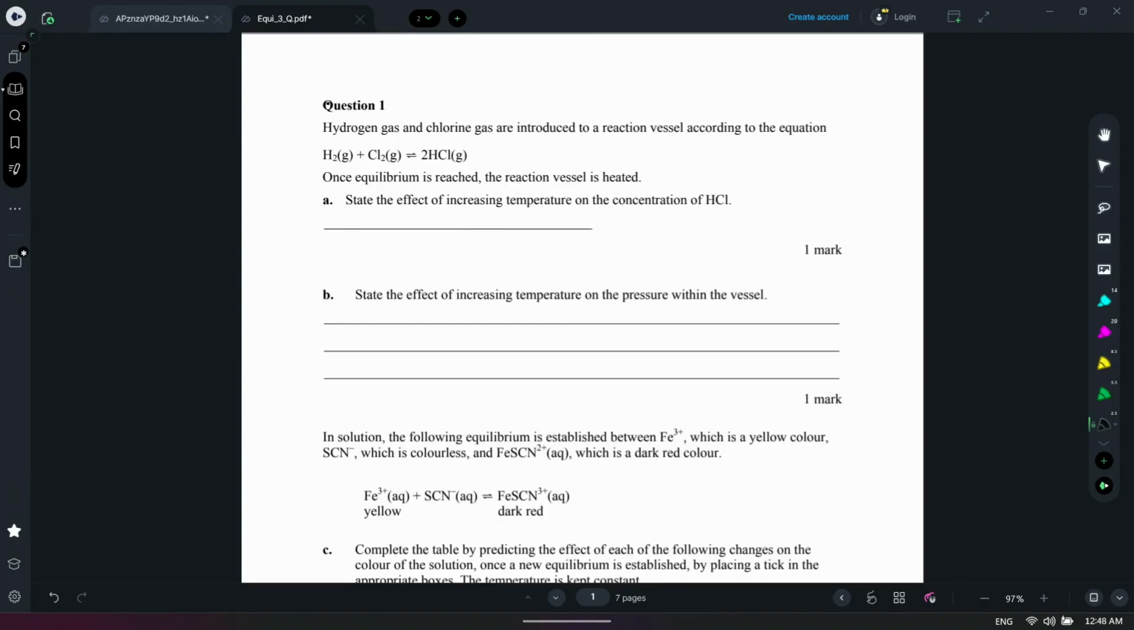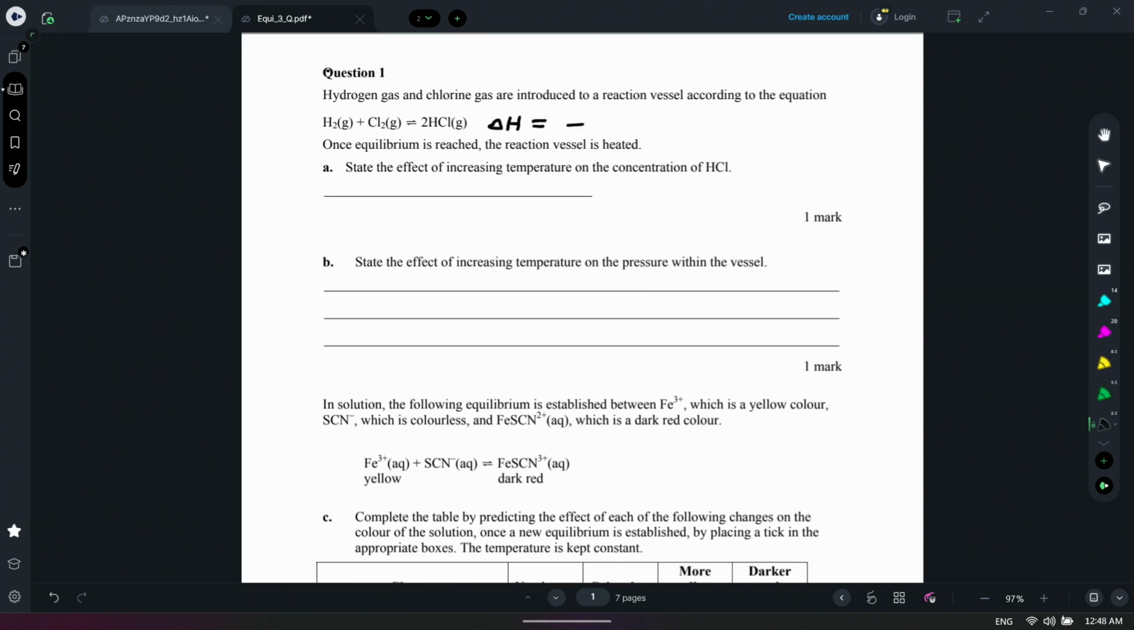Now, if you look at question one, which is hydrogen and chlorine reacting to make 2HCl, what is missing is this: they haven't given us whether this reaction is exothermic or endothermic. When hydrogen reacts with chlorine, it's a spontaneous reaction that produces a lot of heat, so it is exothermic. All right. Now let's look at part A.